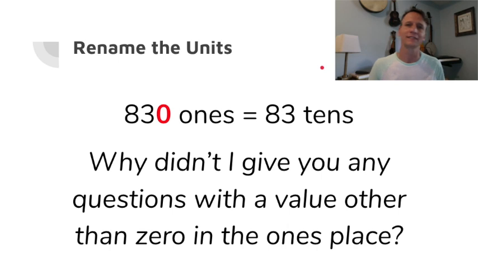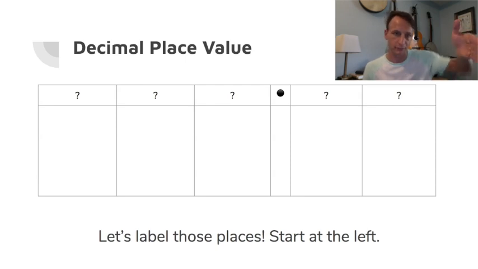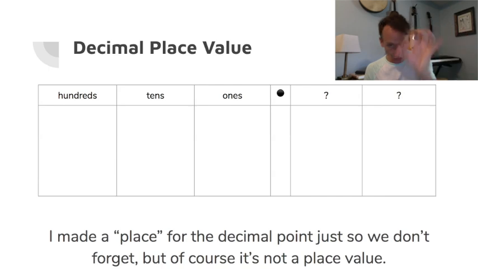Oh yeah, I remember you. Look at this. Oh, I've missed your place value chart. And here it is. All right, enough of the love fest. Let's fill this out. I put question marks, like a Riddler or something. Let's start at the left. My left. Anyway, hundreds. Tens, then ones. I put a place for the decimal point just so we don't forget it. I made it nice and big so we can see it, but of course it's not a place value. I'm just putting that there.